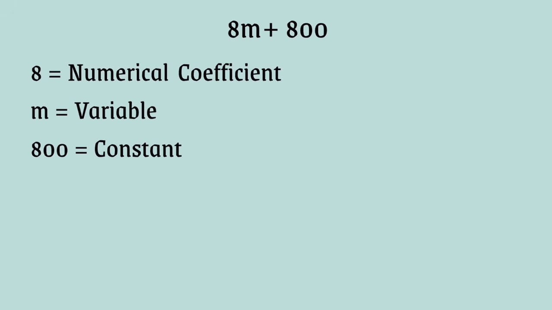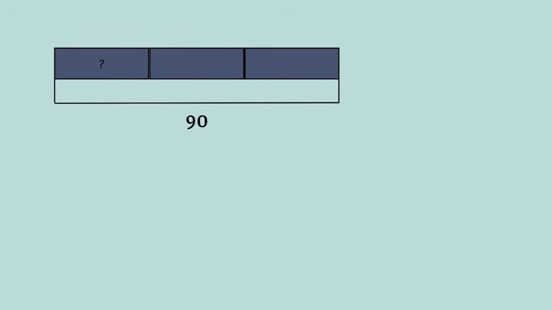The numerical coefficient is similar. No matter how big or small M is, we know that there are 8 groups of M. The coefficient is essentially just something you multiply to your variable. Does it sound complicated? Here's an example of algebra that you've definitely seen before. Here we have a basic bar model. You have 3 unknowns all equal to each other, which when combined make 90. Algebraically, this is just 3x equals 90.